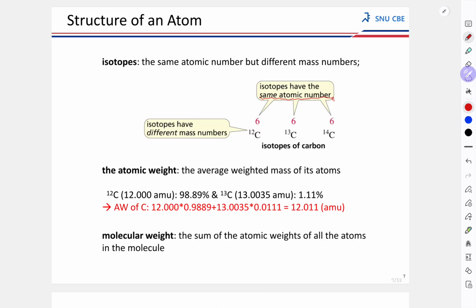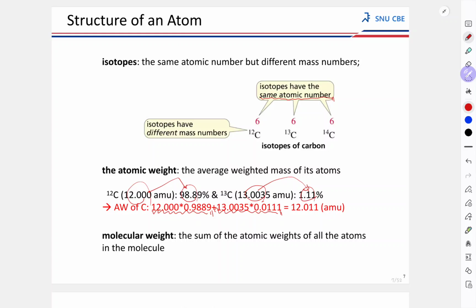Atomic weight is the average weighted mass of a given atom. For instance, you can provide the atomic weight of carbon, given that carbon-12 and carbon-13 have this much weight and this relative population respectively. Then you can do a simple calculation: multiply this and multiply this, then sum them up. Basically, you average out the atomic weight of the major isotopes for a given atom. That will give you the atomic weight.